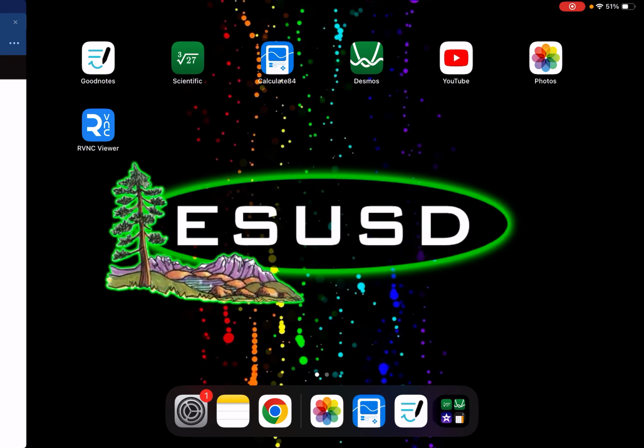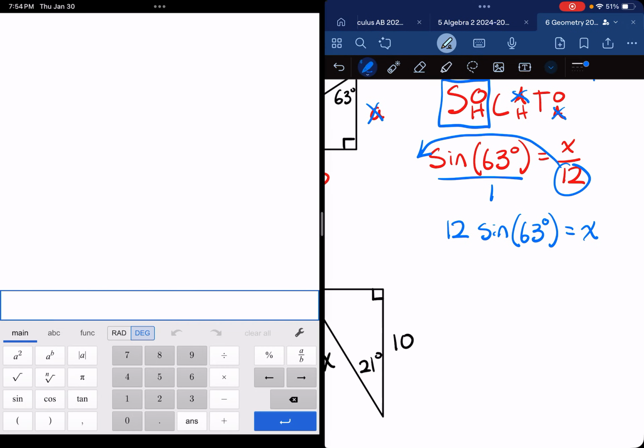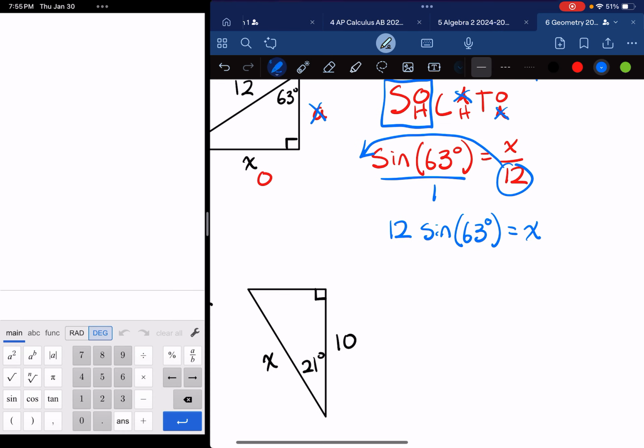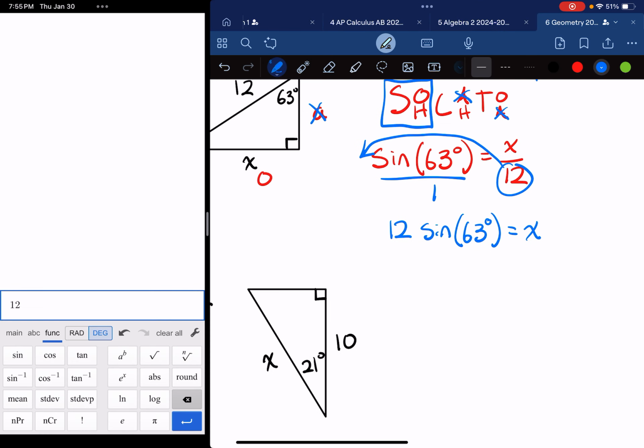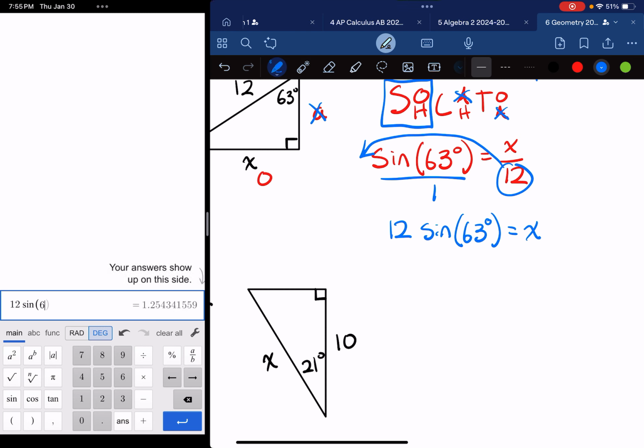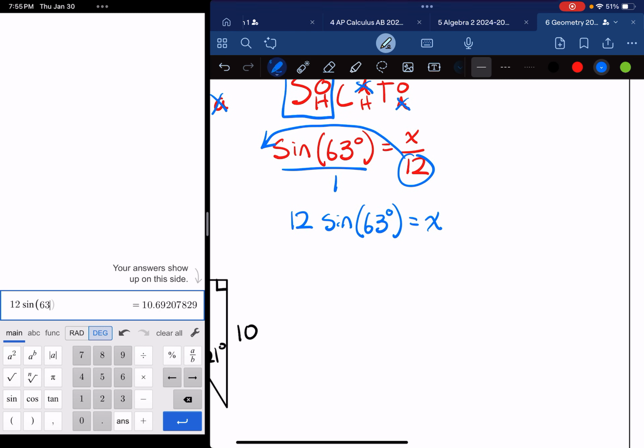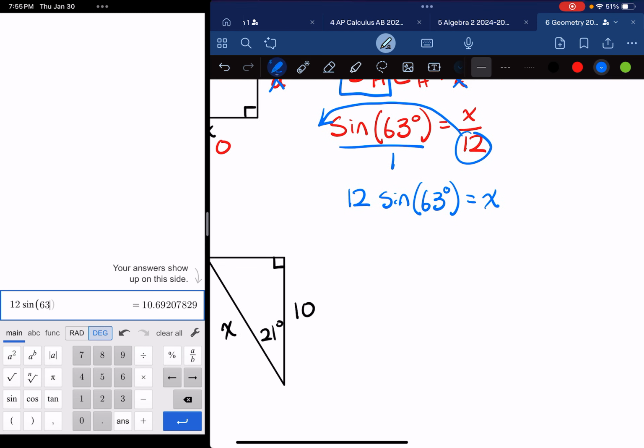Let me go and open that up. I like it on this side. All right, so I'm going to type in 12 sine of 63. Make sure that I'm in degrees, not radians. And there's my answer.